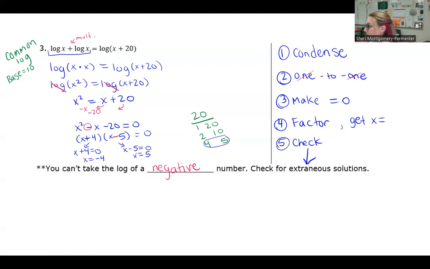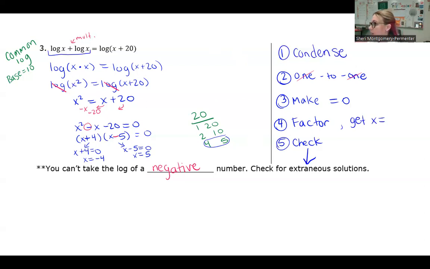So checking for these, again, you don't need a calculator to check them. We're going to mentally go through and check them. So this first one is -4. If I take -4 and plug it in, am I taking the log of a negative number? Yes, so it doesn't work. I don't have to check it in any other thing because it's already going to be negative. That tells me it doesn't work.